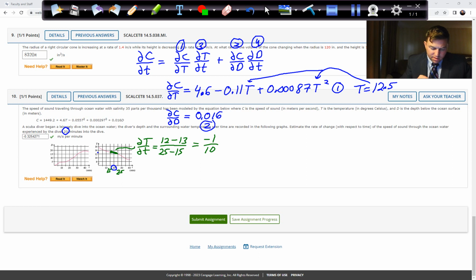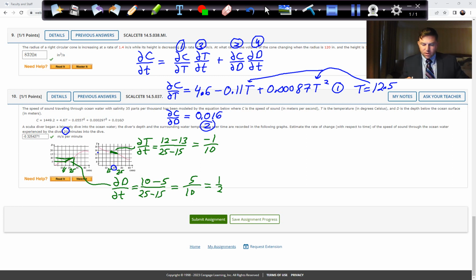So for the depth, I think I looked at these two points because they looked like they were pretty close. So this one is going to be the change in depth with respect to time. Well, that's increasing, so at point 2 it's 10 in the y. At point 1 it's 5 in the y, so I'm getting that from here and here. And then the x values are again 25 and 15. So we get 25 minus 15. This one is 5 over 10, so it is 1/2.